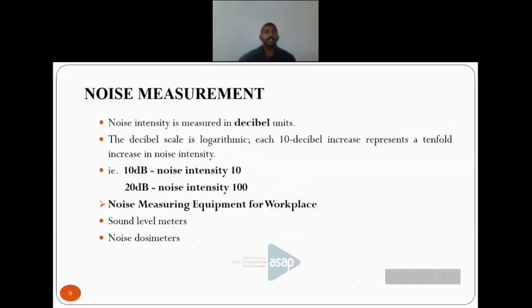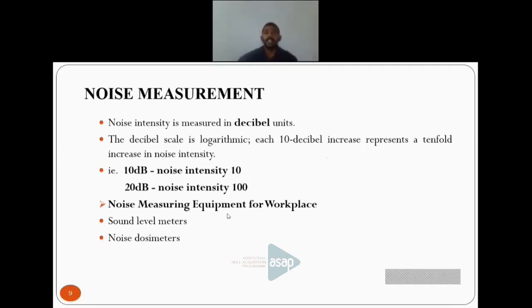Now let's see how noise can be measured. We have already seen that noise is measured on the decibel scale, and a 10 decibel increase represents a 10-fold increase in noise intensity. If it is 20 decibel, the noise intensity will be 100, that is 10 into 10. If it is 30 decibel, the noise intensity will be 100 into 10, that is 1000. That is how the decibel increase relates to the noise intensity.